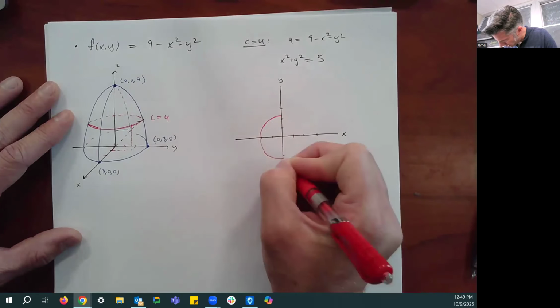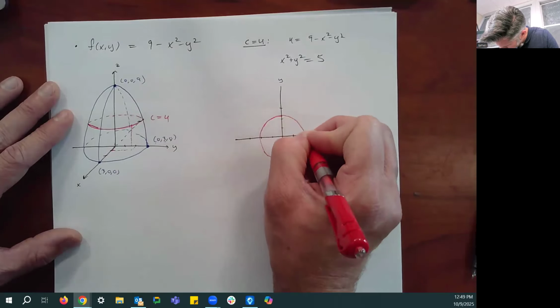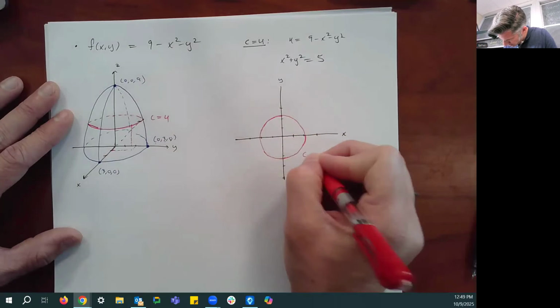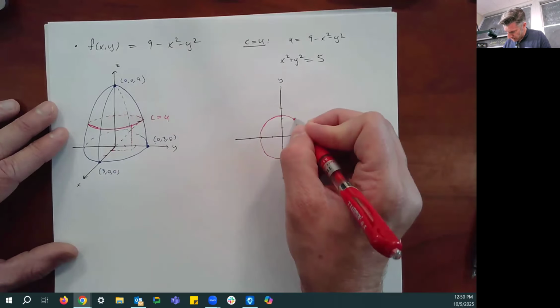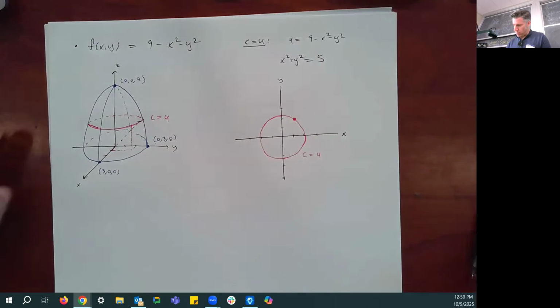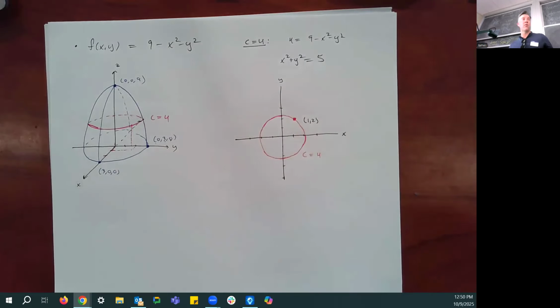Okay, so here's my circle of radius slightly bigger than 2. And over here is the point 1 comma 2. So right there, there's your x comma y is 1 comma 2. We know the z value is 4, so we don't need to write that.